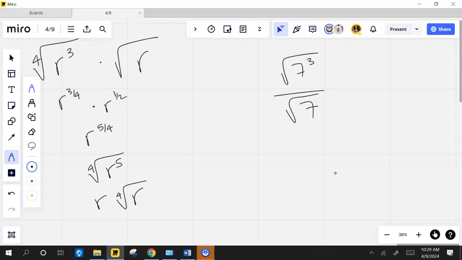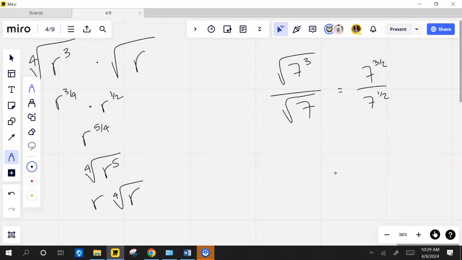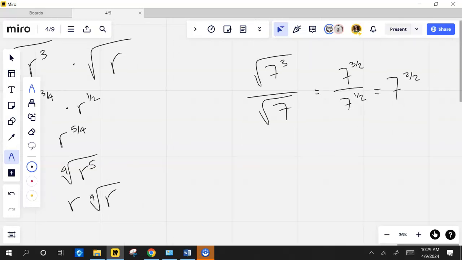Yes. I would actually, before multiplying this, I would change the forms here. I'd say this is 7 to the 3 over 2 over 7 to the 1/2. Because I'm dividing, I can subtract here, right? 3 over 2 minus 1 over 2, which would be you're not wrong if you multiplied by square root of 7 top and bottom. You wouldn't be wrong at all. Just, let me show you what happens.